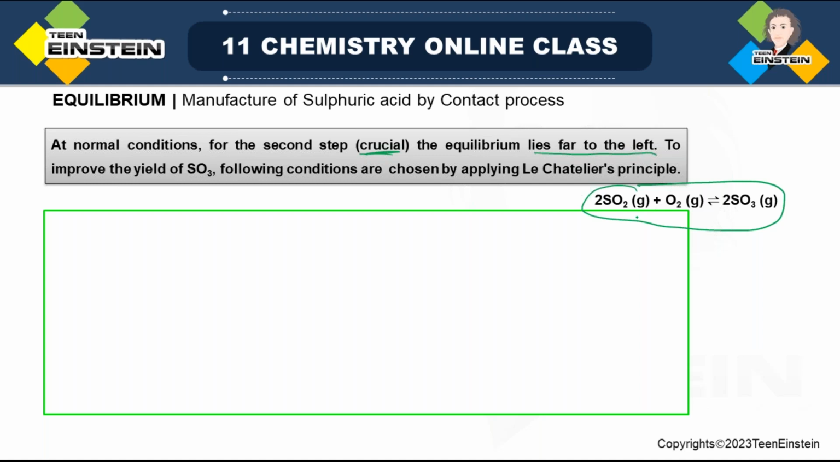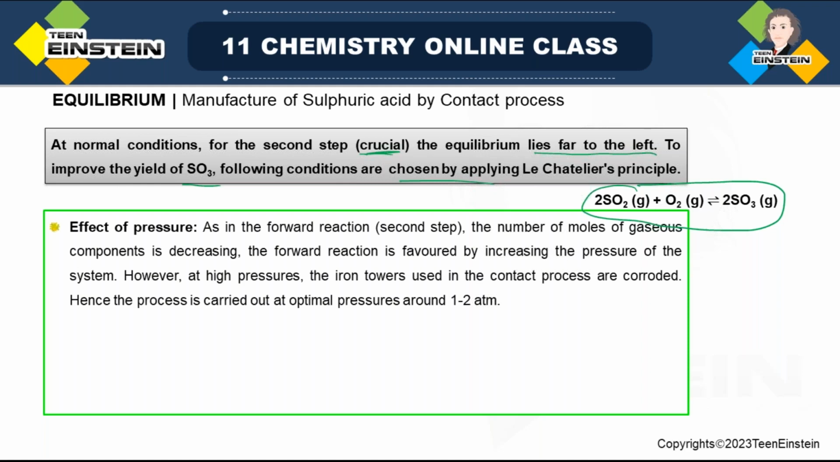So our purpose is to maximize the amount of SO3 and to minimize the amount of reactants, that is SO2 and O2. So to improve the yield of SO3, the following conditions are chosen, and that is on the basis of Le Chatelier's principle. Fine. So the first effect is the effect of pressure.